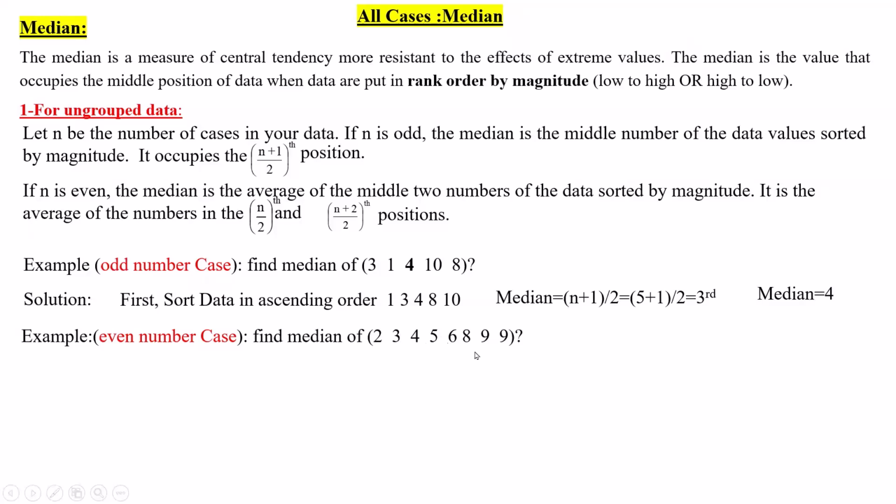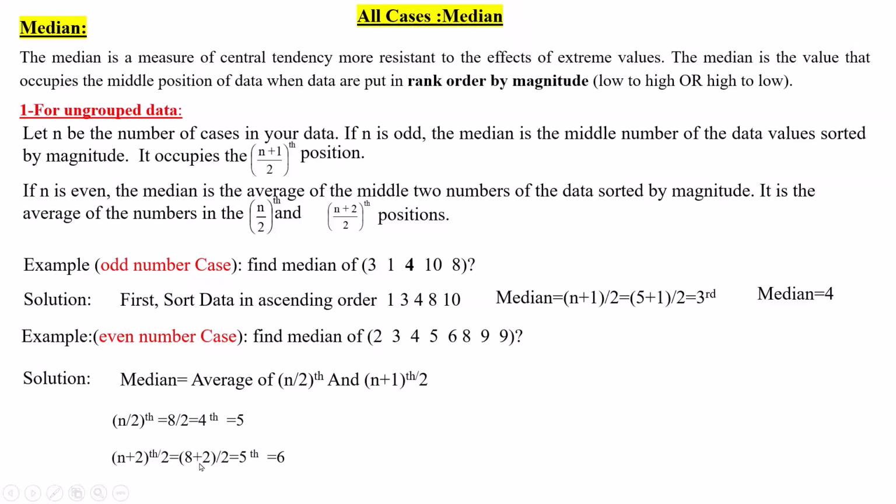For the even case, for instance, we have this example: 2, 3, 4, 5, 6, 8, 9, 9. We have 8 data. It's even. We have to find the average for n over 2 and n plus 1 over 2. N over 2 is fourth. Fourth: first one, second one, third one, fourth one. It equals 5. N over 2 plus 1 is fifth. Fifth one is 6. We have to find the average for 5 and 6. It equals 5.5. That is a median.